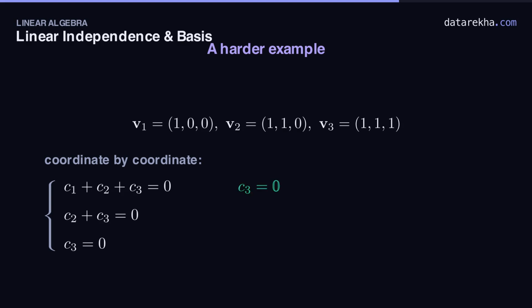This shape is a gift. It's already triangular, so we just back substitute. The bottom equation forces C3 to 0. Push that up. C2 must be 0. Push again. C1 is 0 as well. Every scalar is forced to 0. Only the trivial solution. So the 3 are independent. And 3 independent vectors in 3-dimensional space are a basis. Equivalently, stack them as columns and the determinant is 1, safely non-zero.